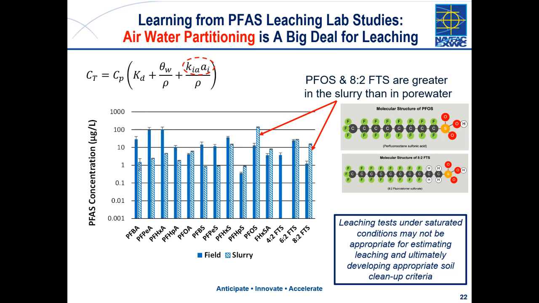On this slide, we have some data from an AFFF source area, where we have some data from some lysimeters where we sampled pore water in the field and measured PFAS concentrations in those pore waters. Those are the solid blue bars. And then we also grabbed a soil sample from that depth and took it back to the lab and just looked at the PFAS concentrations in a soil water slurry. Please note that this is plotted on a logarithmic scale.